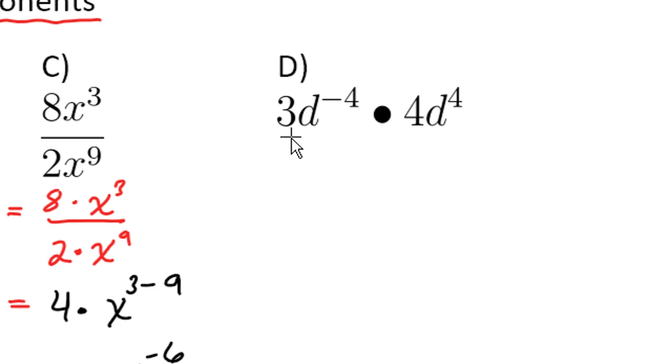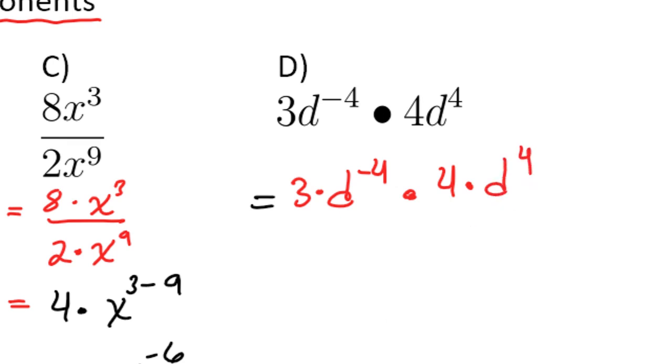Letter D, we have 3d to the negative 4th times 4d to the positive 4th. So let's go ahead and rewrite this. Let's go ahead and separate the two bases that we have here. This means 3 times d to the negative 4th times 4 times d to the 4th. Everything here is multiplying. So we have the commutative property that allows you to move those factors around.